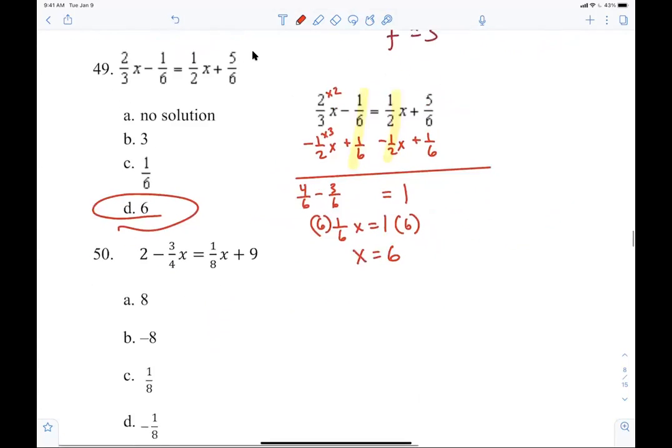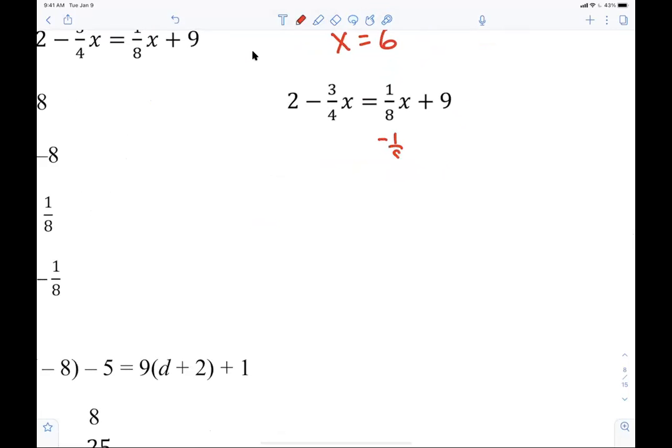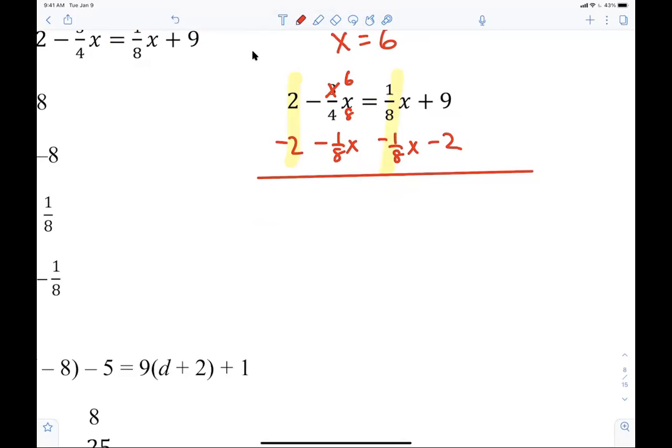All right, guys, here we go. 50. Minus 1/8, minus 2. Cancels, cancels. All right, 3/4 and 1/8. What's the common denominator? So what do I have to multiply the first fraction by? 2. So that becomes 6/8. Thank you. So negative 6/8 minus 1/8 is?